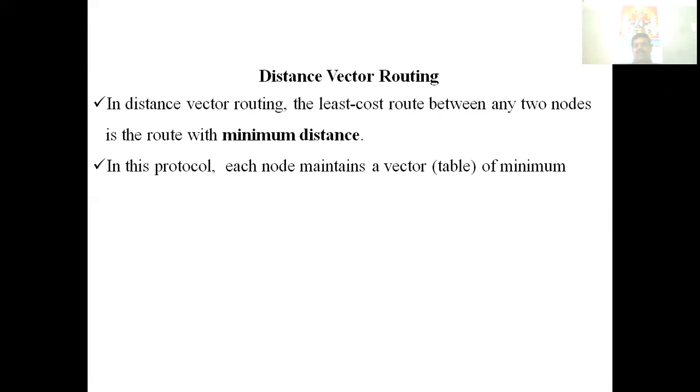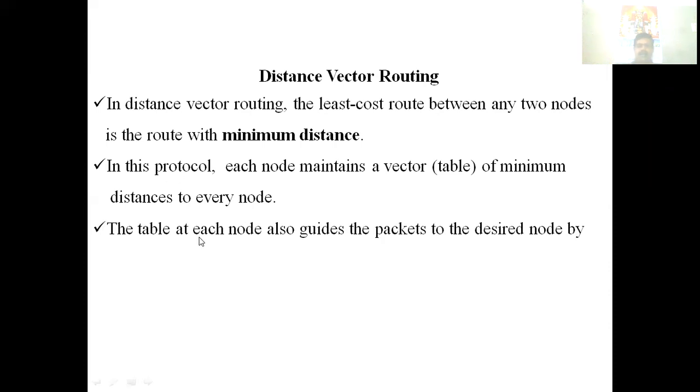In this protocol, each node maintains a table of minimum distance to every node. So each node will have a table, and in that table it will have the minimum distance to every other node. The table at each node also guides a packet to the desired node by showing the next hop in the route. So the type of routing used here is next hop routing. It will guide the packet to the next hop.